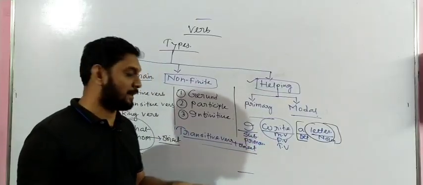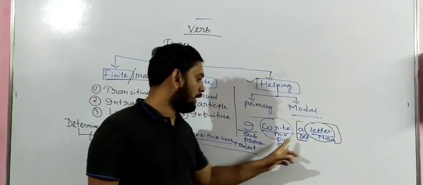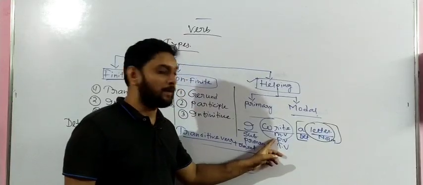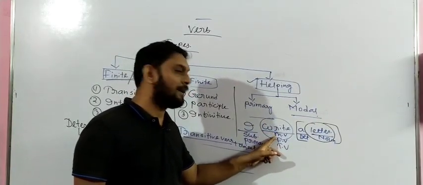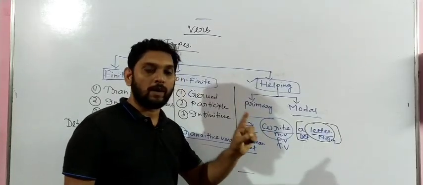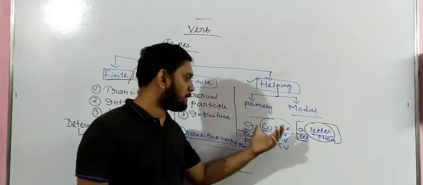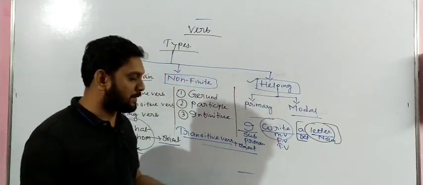Why is it known as the transitive verb? Because this verb has an object. And why call it the finite verb? Because it plays as the main verb of the sentence. And why call it the main verb? Because only one verb stands over there. Yes or no? There is no other verb, only one verb. That's the reason we can call it the main verb of the sentence.